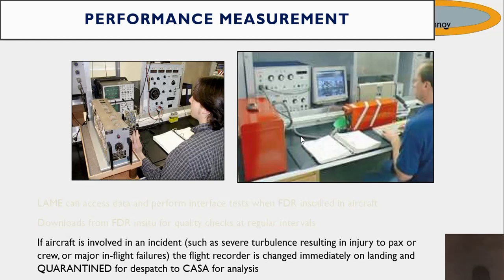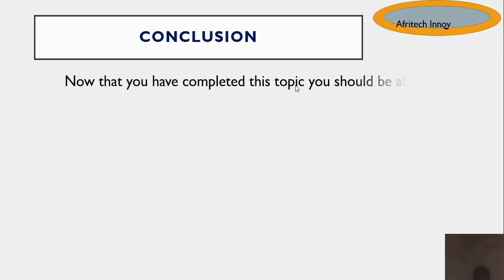If an aircraft is involved in an accident such as severe turbulence resulting in injury to passengers or crew, the flight recorder is changed immediately on landing and quarantined for dispatch to CASA for analysis.